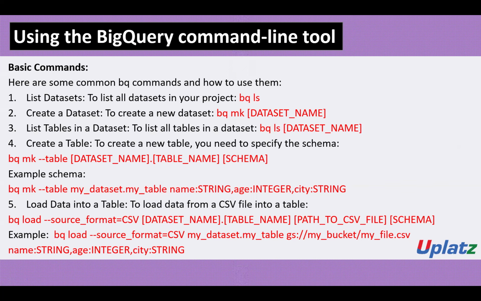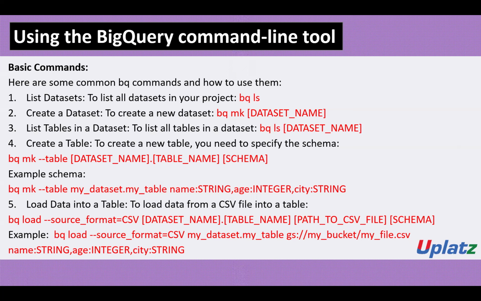Next is loading data into a table. To load data from a CSV file into a table, you can execute the command bq load --source_format=CSV, then the dataset name dot table name, the path to the CSV file, and then supply the schema. So these are some very basic commands you can use in your Google Cloud SDK shell.